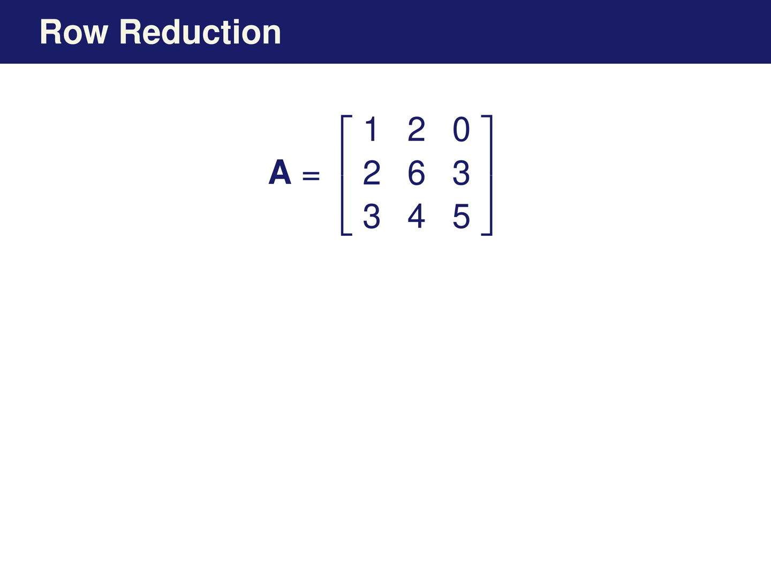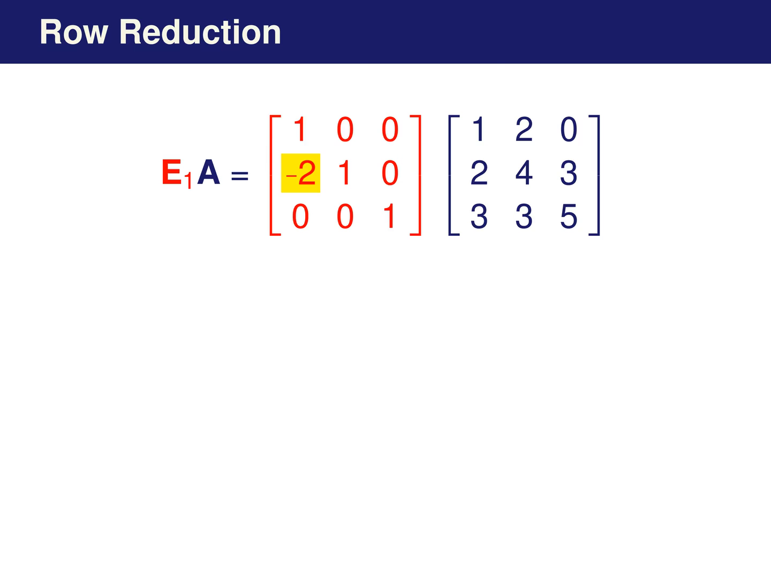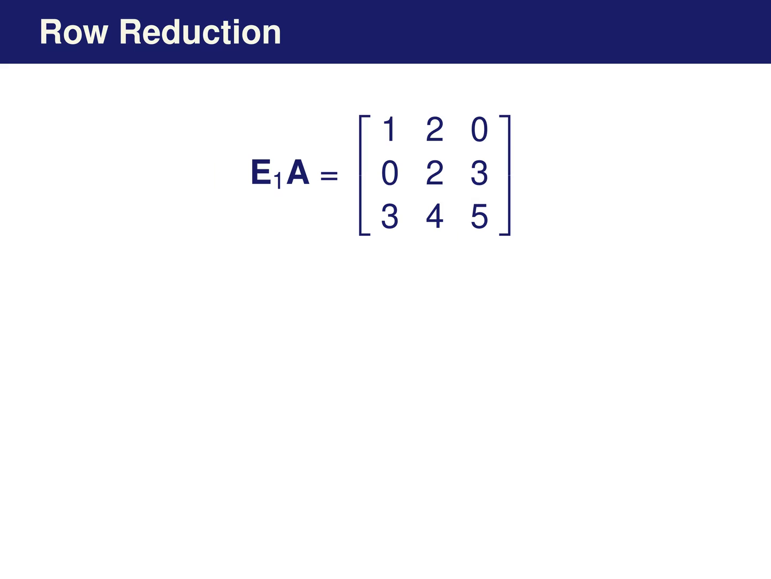Consider this 3x3 matrix. Let's reduce this matrix to row echelon form, by only adding scalar multiples of rows to other rows. We start in the first column. To zero out the element below the first pivot, we need to subtract 2 times the first row from the second row. This is the same as applying an elementary matrix, which adds -2 times the first row to the second. Okay, here's the resultant intermediate matrix.